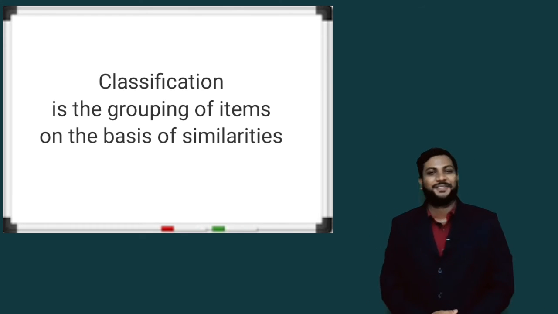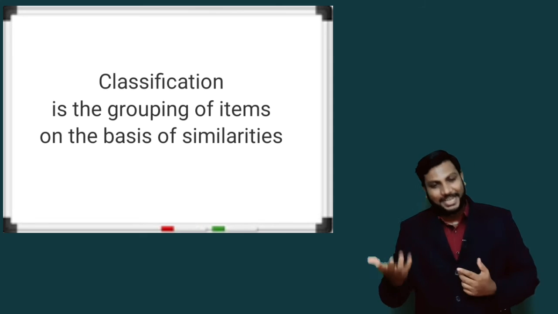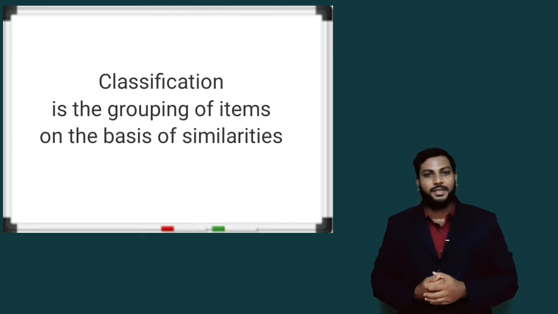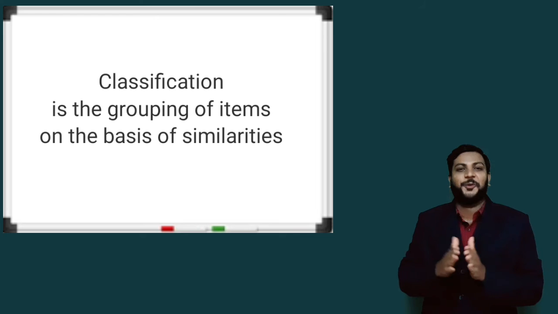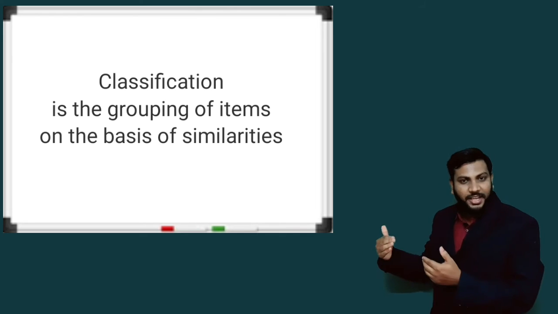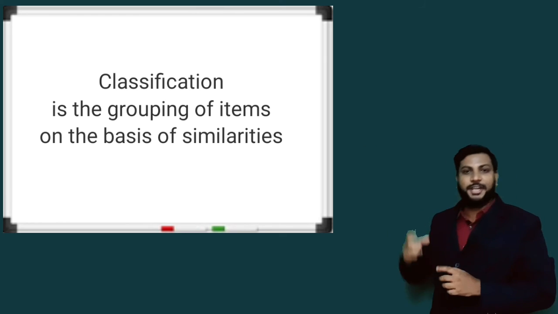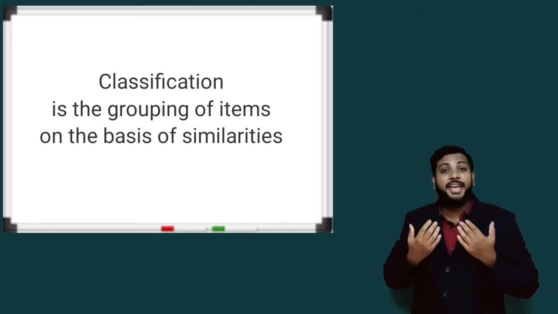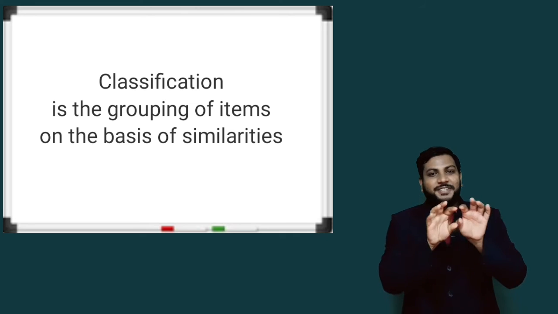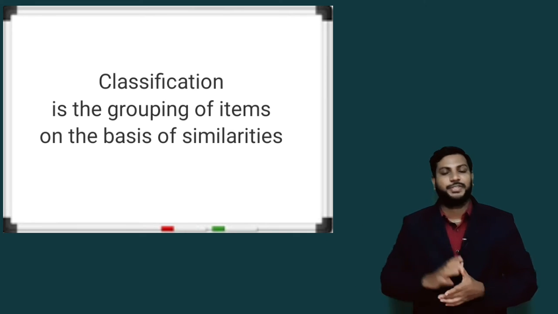So now tell me, what is classification? We deal with accounting, not with fruits and vegetables. Just for an example, I have given that. So now tell me, what is classification? Yeah, grouping or categorization. That is called classification. So in accounting, after recording, we have to group the transactions on the basis of similarities.